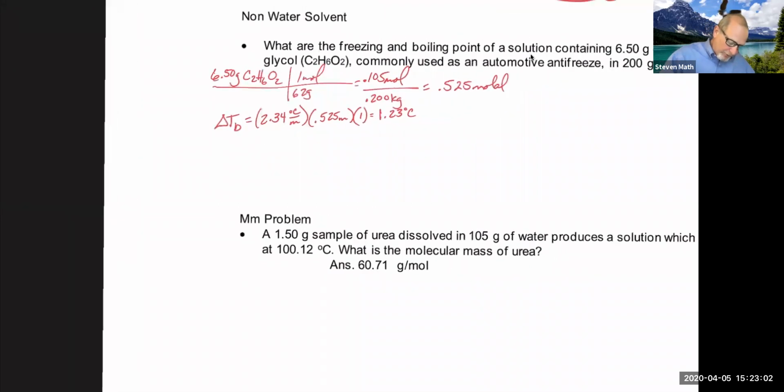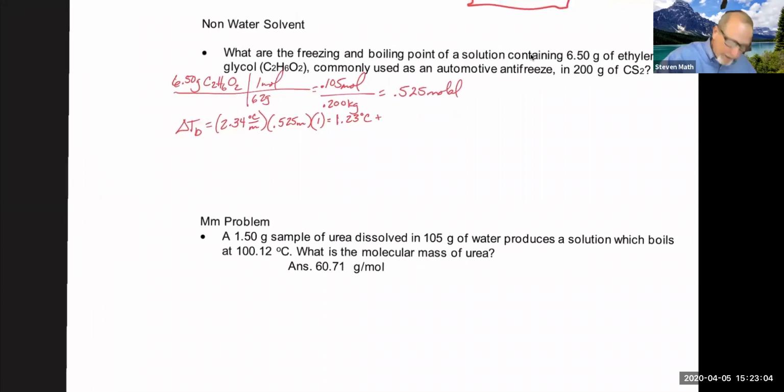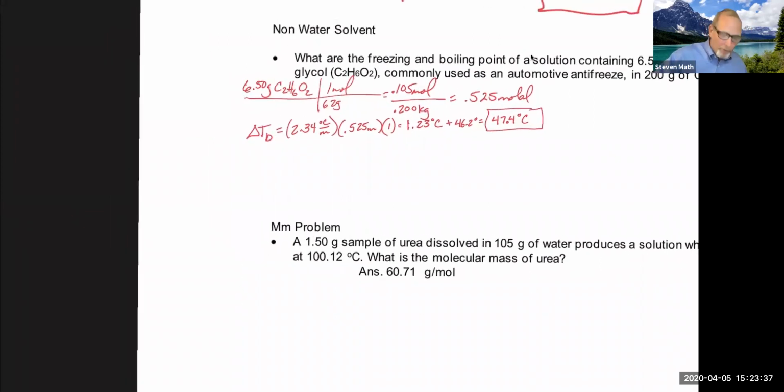And now, since this is boiling, I can look at the top of the page and find out the normal boiling point of CS2 is 46.2. So this is going to increase it to 47.4 degrees Celsius. My boiling point still increased, but it didn't increase from 100. It increased from the normal boiling point of 46.2. Now let's take a look at what happens with the freezing point.